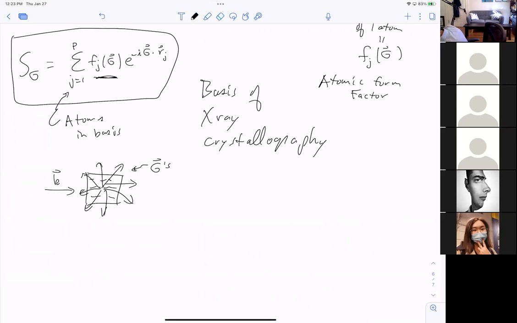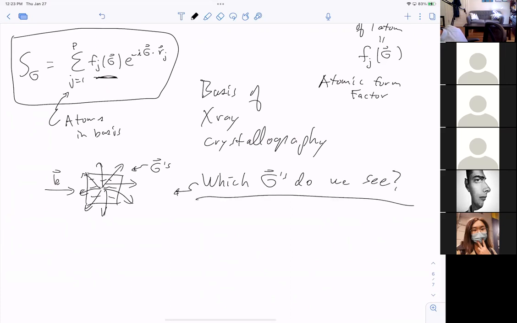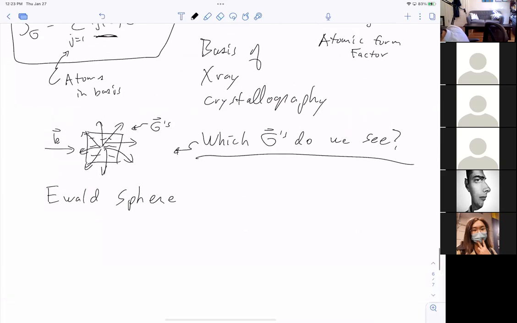That might not make sense to you, but let's make it make sense. Here's the question that we want to answer now: which G's do we see when we do this experiment? When we shoot those X-rays in, which G's do we actually see? We don't see all of them at once. We only see some subset of them. So which ones do we see? Well, it's just a simple geometrical construction called the Ewald sphere construction. The Ewald sphere construction tells you which ones. It's a simple geometrical trick that lets you know which ones you see. That's really easy.